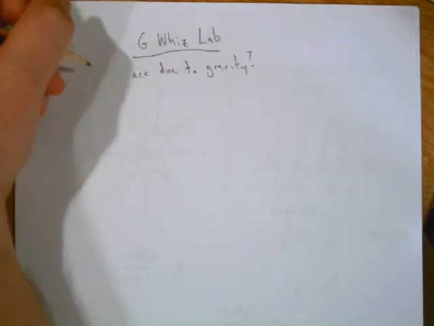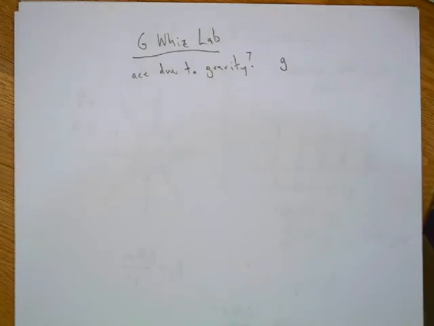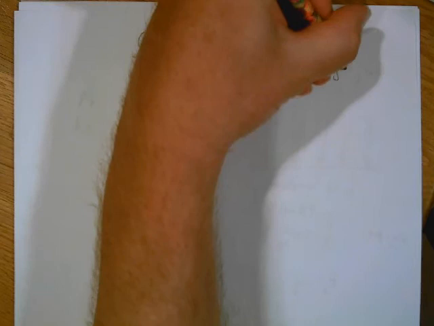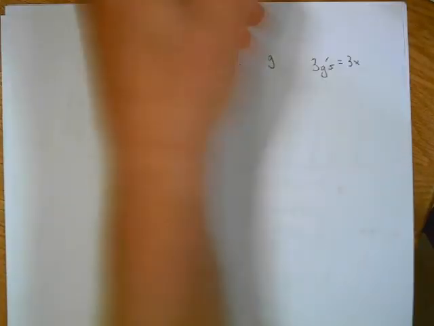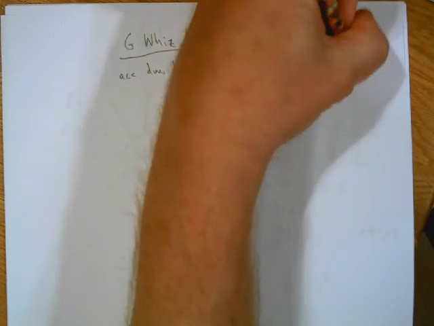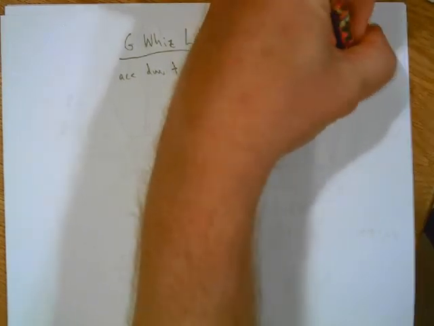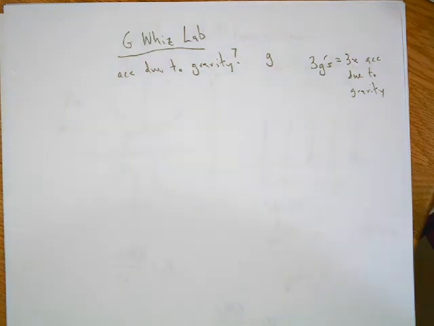Just so you know, the acceleration due to gravity is sometimes called g. If you've ever heard that you were on a roller coaster and experienced 3 Gs, that means you experienced 3 times the acceleration due to gravity. So we're trying to find this lowercase g, the acceleration due to gravity.